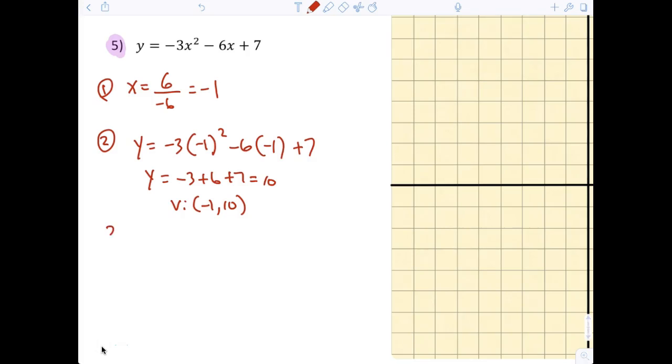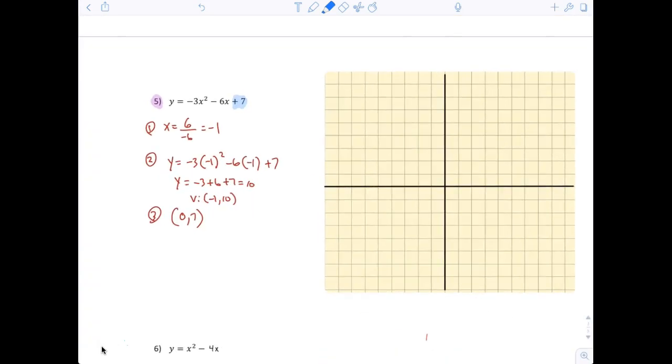And now number 3, the y-intercept is 0, 7. Now the y-intercept, don't forget, the y-intercept is always the c value right there. All right, but you got to listen to that video so you understand it better, okay? So now let's go with the axis of symmetry. Here we go, right here. Everybody good with that?